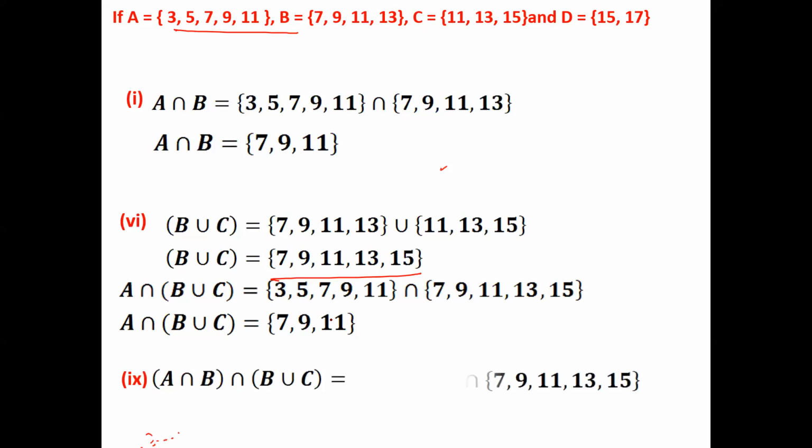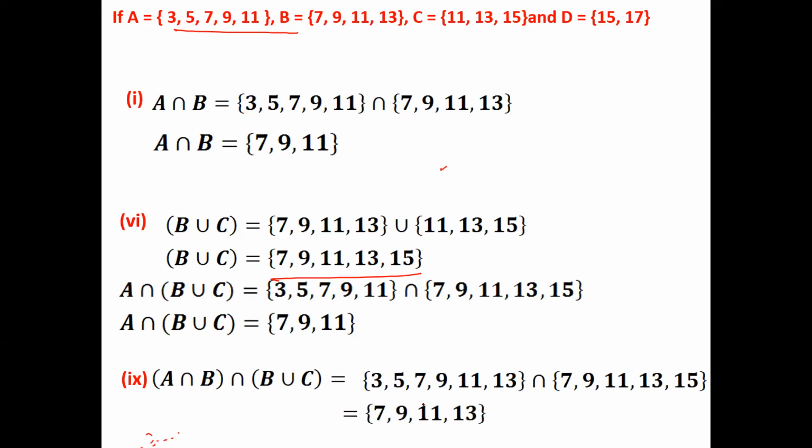In this slide there is a mistake. I hope you will find out. A intersection B we have written wrongly. What is A intersection B? It is only 7, 9, 11.